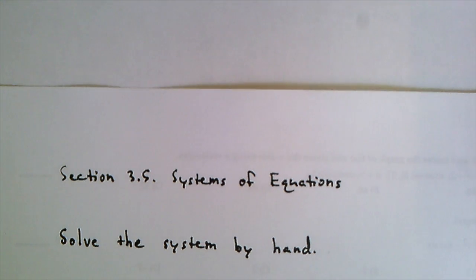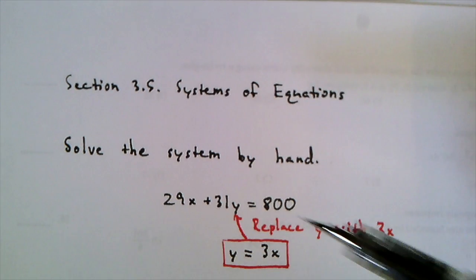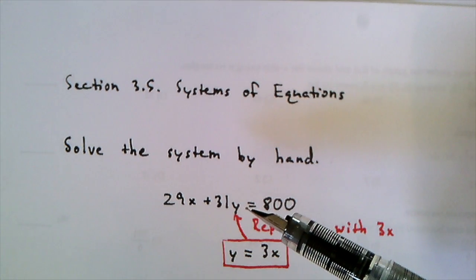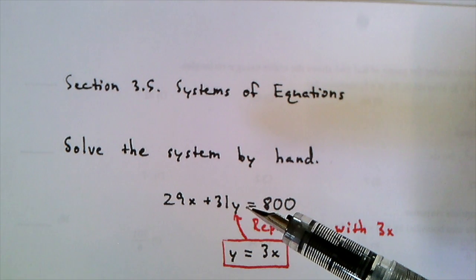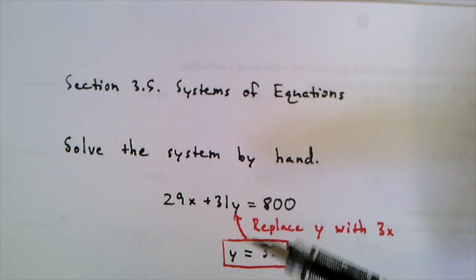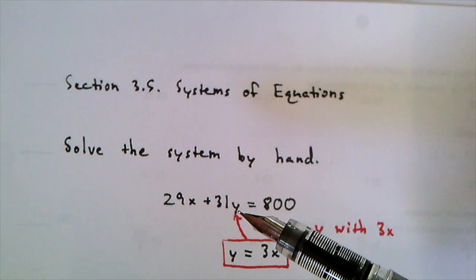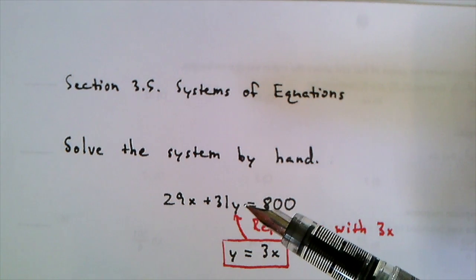In this video, we are going to wrap up section 3.5 by learning how to solve this system of equations by hand. To get started, we need to replace one of the variables. In this case, the easiest way is to use this equation that's already solved for y to replace the y in the first equation.